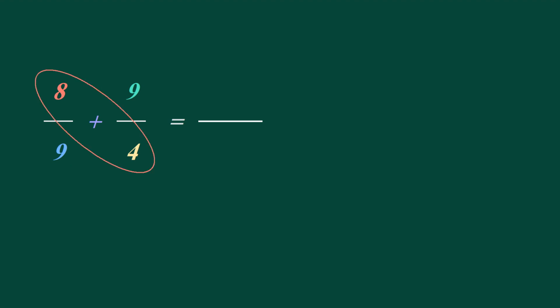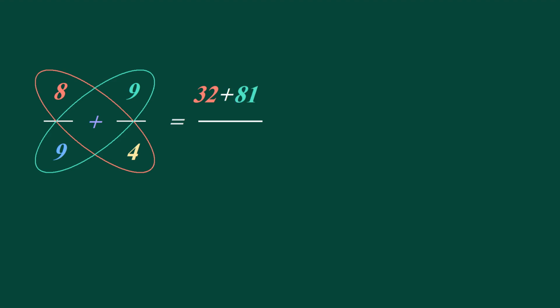Multiply the first top times the second bottom. So we have 8 times 4, which is equal to 32. Multiply the first bottom times the second top. So we have 9 times 9, which is equal to 81.